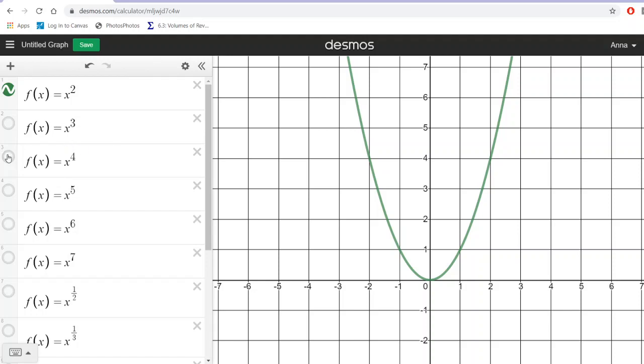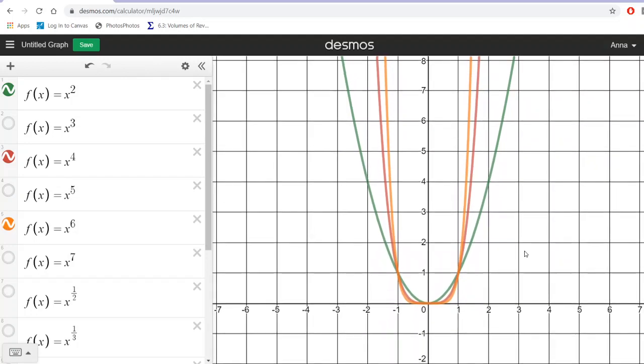So I'm going to pull up only the even graphs. We have x squared, x to the 4th, and x to the 6th. Notice that they all have this kind of U shape. By the way, the word parabola is technically only used for the graph of x squared. We'll get into quadratics later, but for functions where x is being squared. Technically the graphs of x to the 4th and x to the 6th are not called parabolas, but they have a similar shape to a parabola.